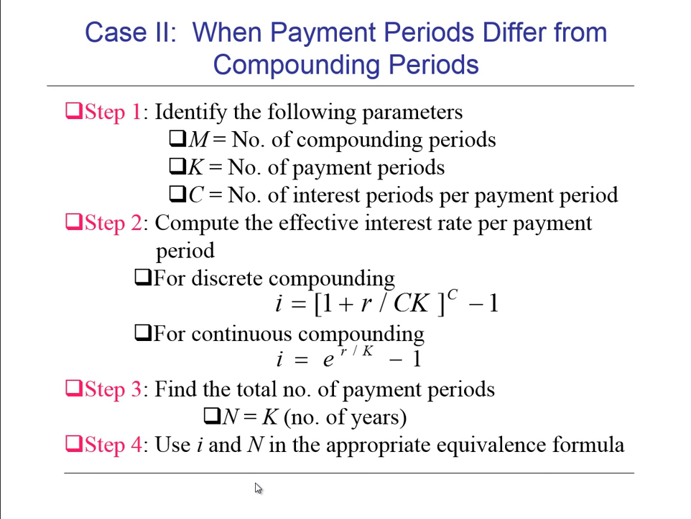Then we find N, and we use the appropriate equivalence formula with proper I and proper N. So first we find I, then we find N, and then we use the formula whether I'm calculating the future value, the present value, or the annuity. We use the new I, the effective I, and the number of periods N.